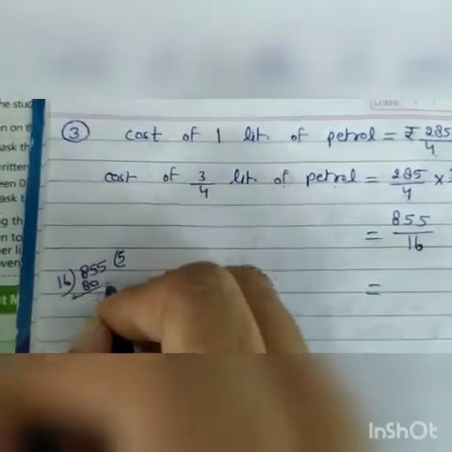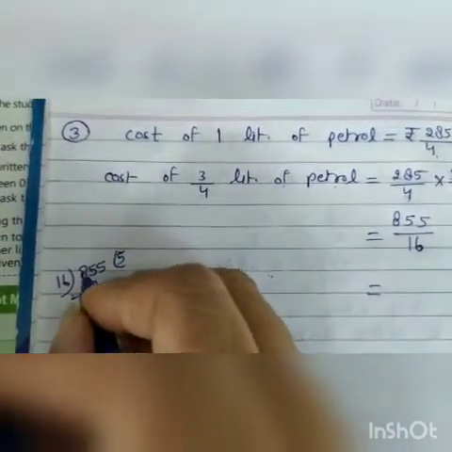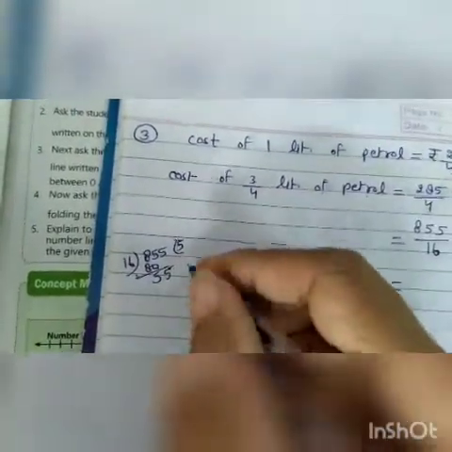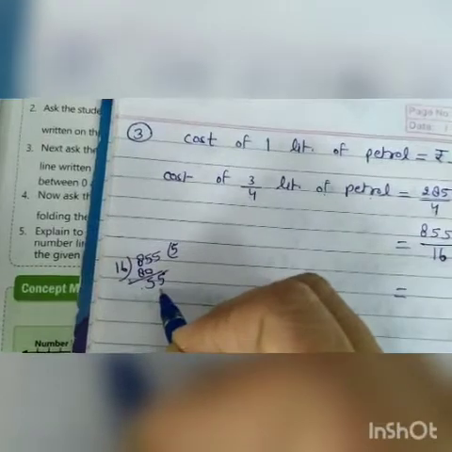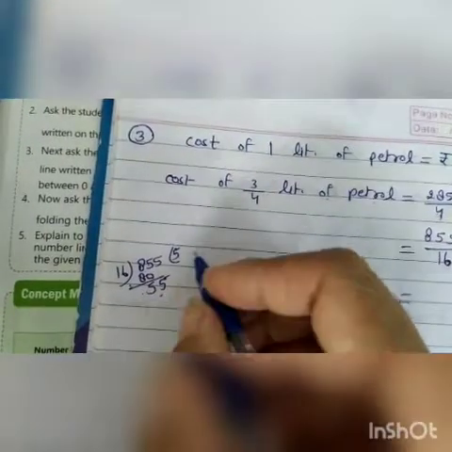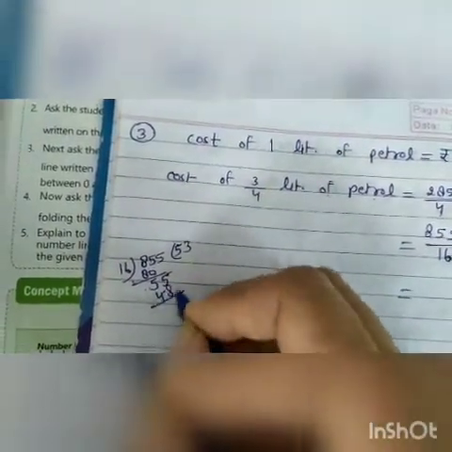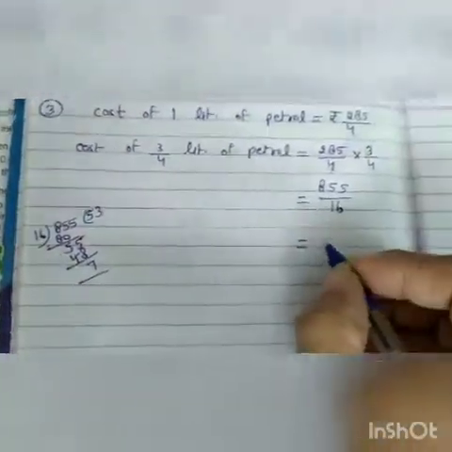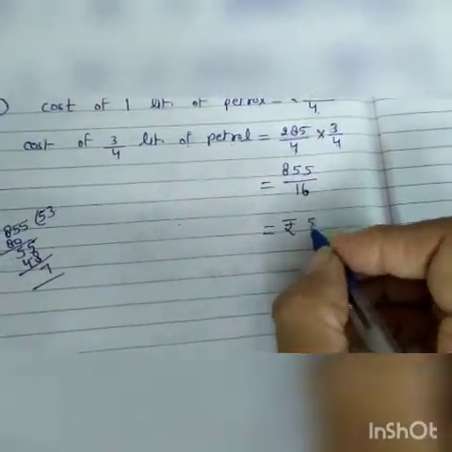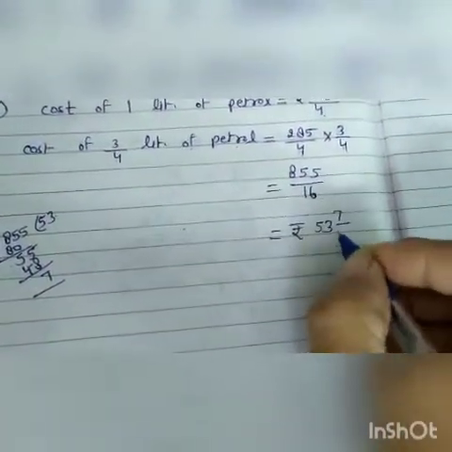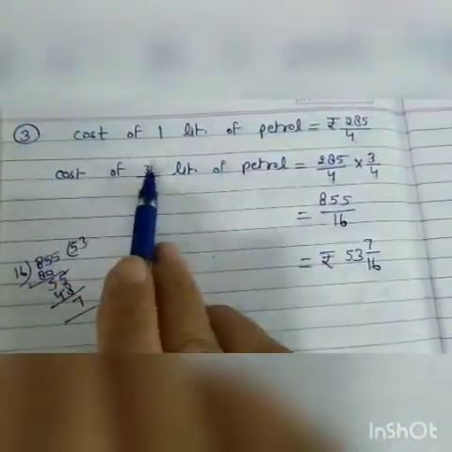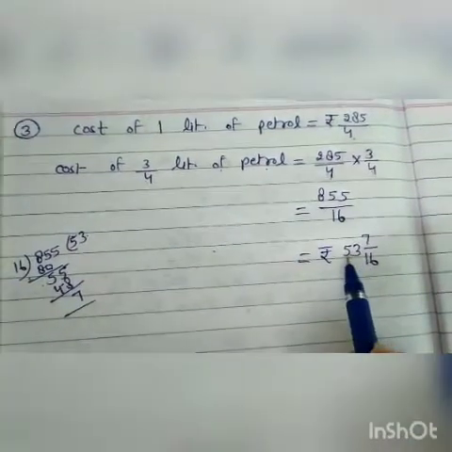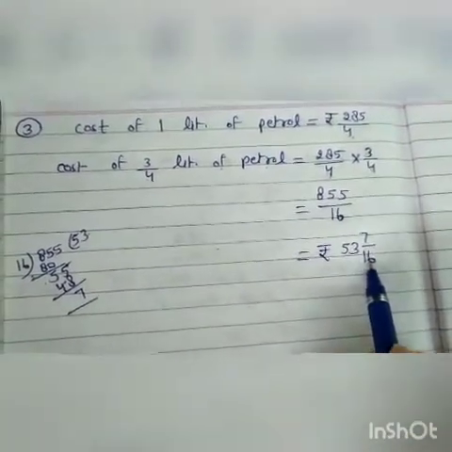16 5 ja 80, 5 minus 0 5, 8 minus 8 0, then 5. 16 1 ja 16, 16 2 ja 32, 16 3 ja 48. It will be 16 3 ja 48, subtract 15 minus 8, 7. So it is 53 and 7/16 rupees. So cost of 3/4 liter of petrol will be 53 rupees, 53 and 7/16 rupees.